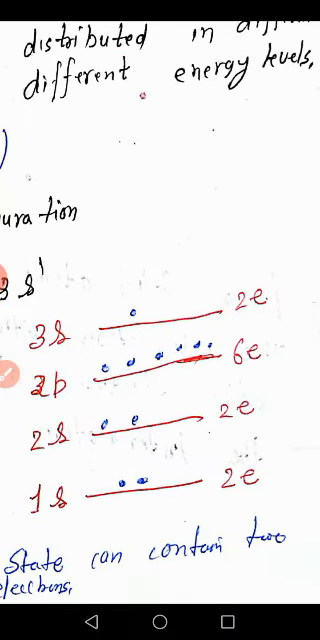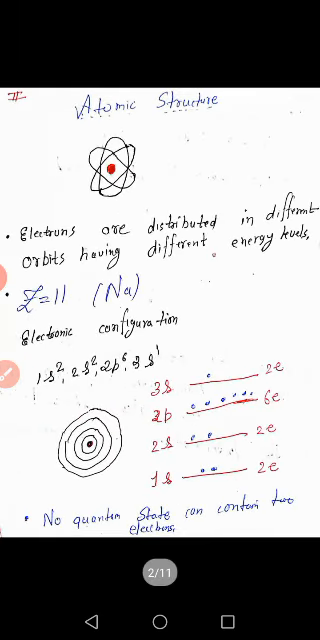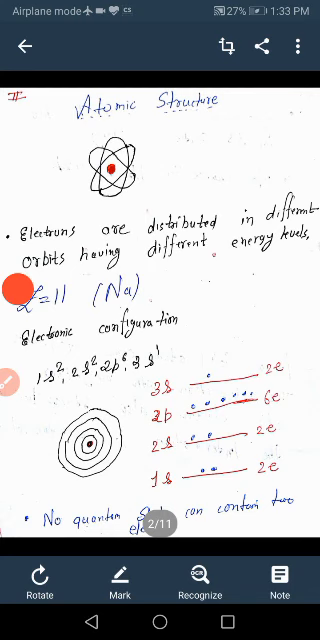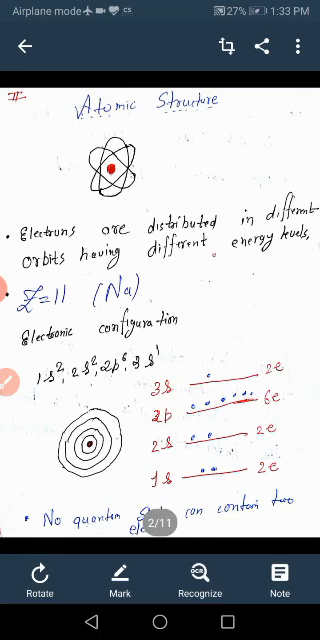So now we know the electronic configuration, and we know the energy levels. The energy level is increasing, and no quantum state can contain 2 electrons. In these orbitals there are quantum states. At this energy level we have 2 quantum states, at this energy level we have 2 quantum states, and at this energy level we have 6 quantum states. So what do we mean by quantum states?